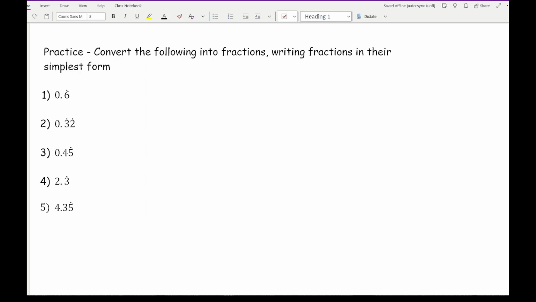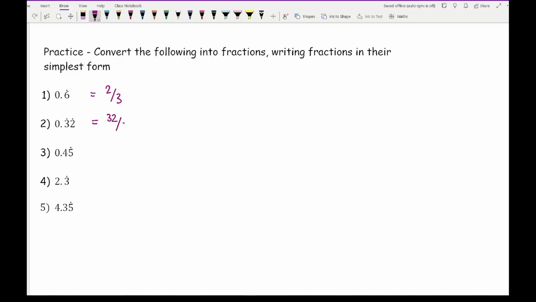So looking at the first one, if you've done this correctly, you should get the answer of 2/3. For question 2, you should have 32/99. For question 3, you should have 41/90. For question 4, as it's a number that's bigger than 1, it should be an improper fraction, so that's going to be 7/3. And for the last one, you should have 196/45.